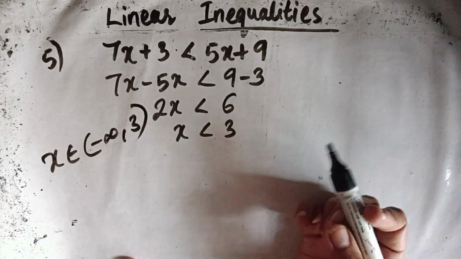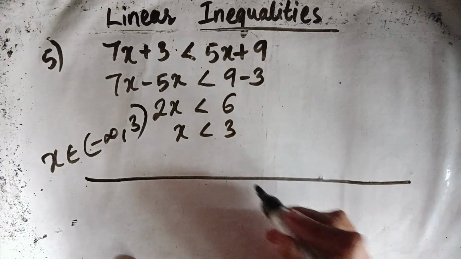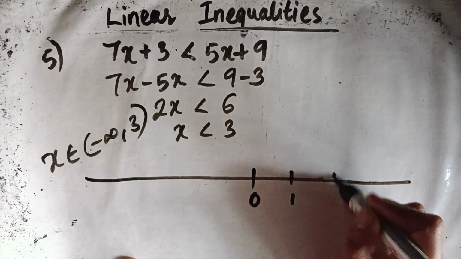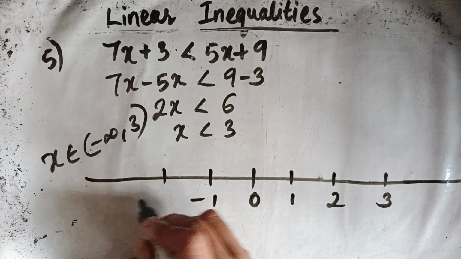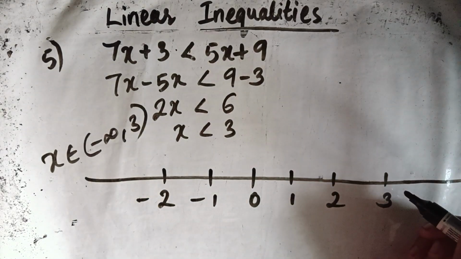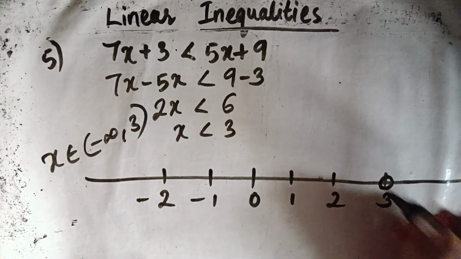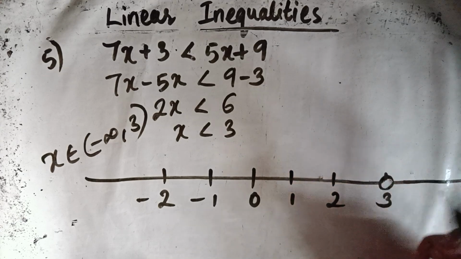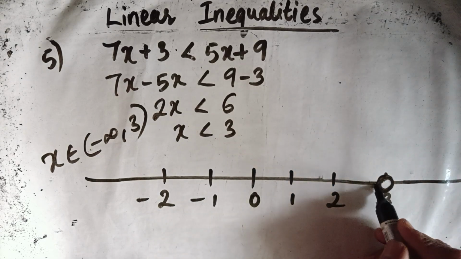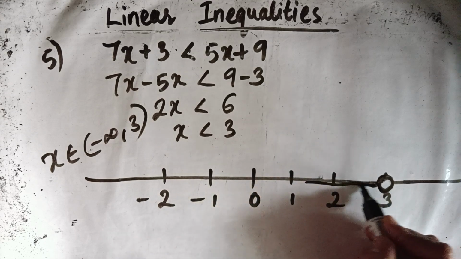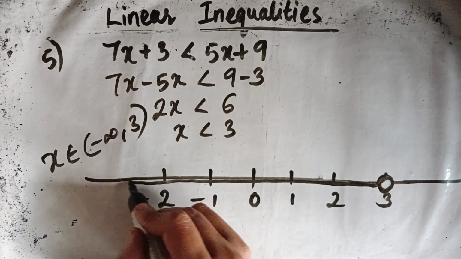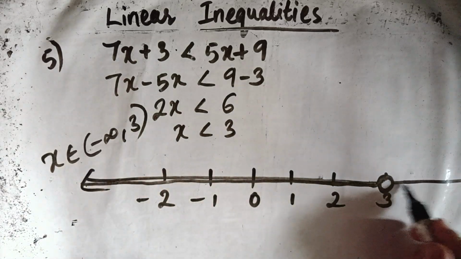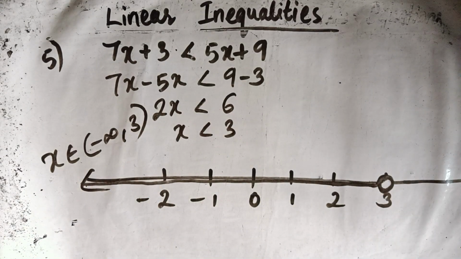Open interval. So on a number line 0, 1, 2, 3 and so on. 3 is not included. Not included means you have to draw like this, and from here you have to make it dark so that this whole thing is included. This is not included. Next one.